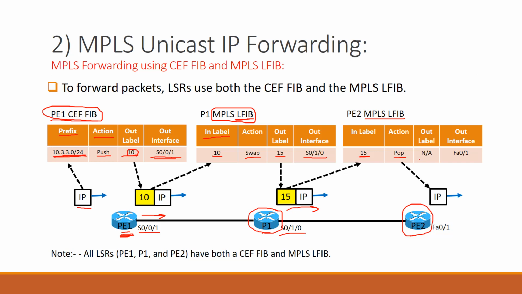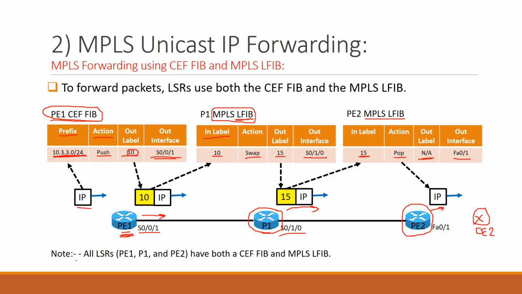So what is the value of the out label? Of course, I'm removing, so I'm not swapping. Removing means I will not add another label. So this value is not available because the packet will exit unlabeled. It will go out of interface FastEthernet 01, and it will be sent to CE2 unlabeled, and then it will forward the packet normally.